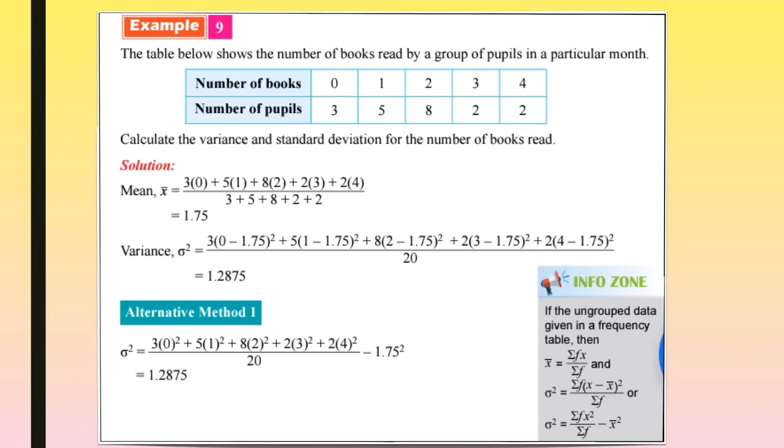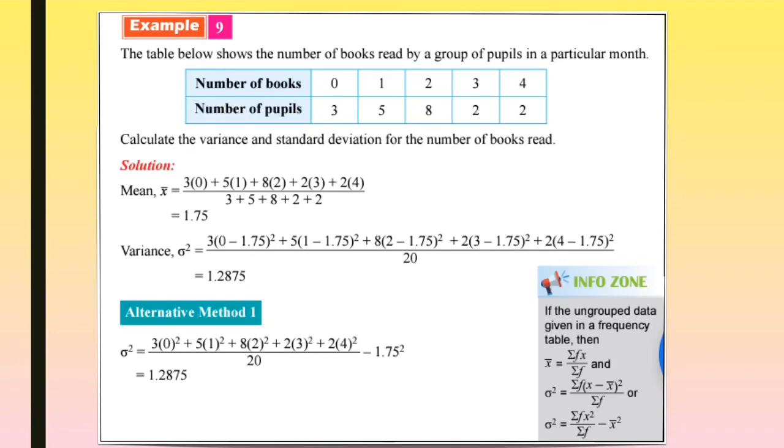So you can take variance equal to 3 times (0 minus 1.75) square plus 5 times (1 minus 1.75) square plus 8 times (2 minus 1.75) square plus 2 times (3 minus 1.75) square plus 2 times (4 minus 1.75) square, over 20. Total frequency is 20. So it is a little bit different from just now. You have to take the frequency multiply.